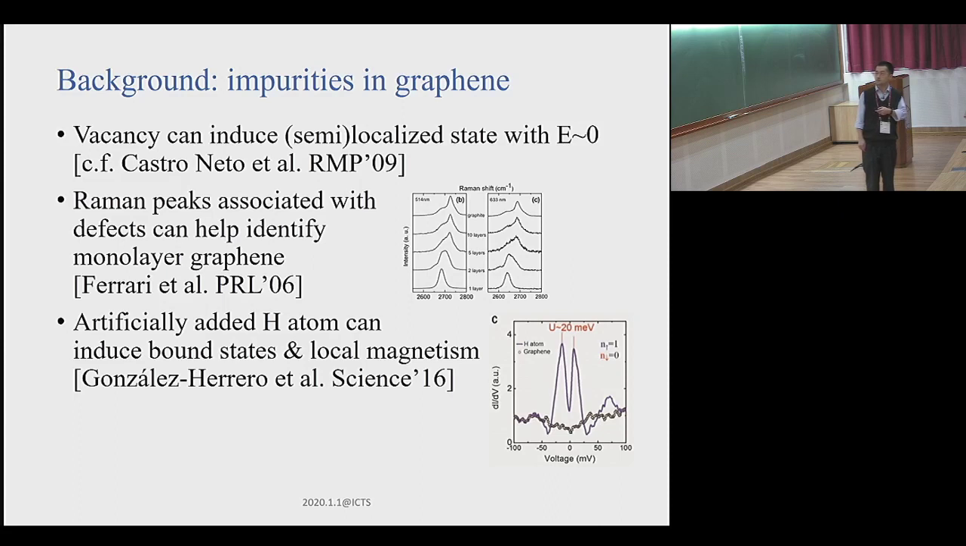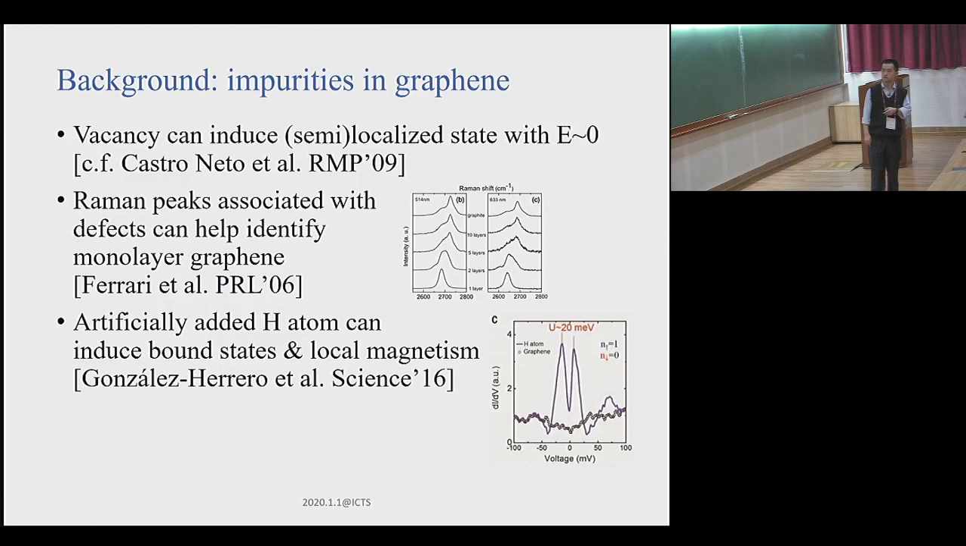Also, this is not only a theoretical question. In practice, these defects in graphene have some effect. For example, people can use the Raman scattering peak associated with certain vacancies or defects to even identify single-layer or bilayer graphene. This Raman peak for different layers of graphene will have different shape and position.